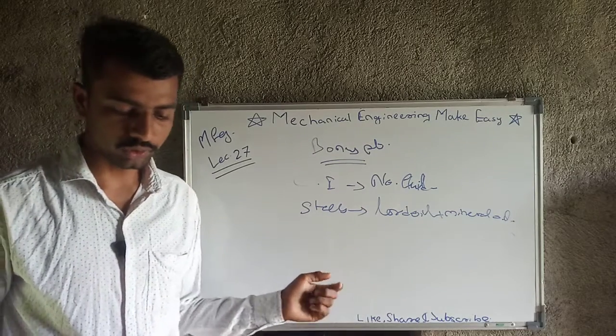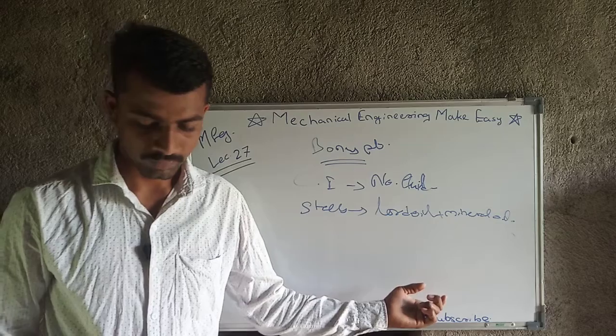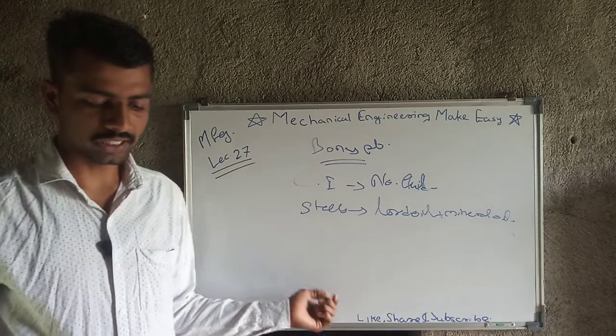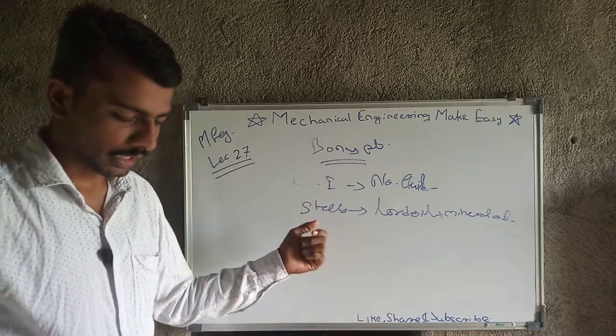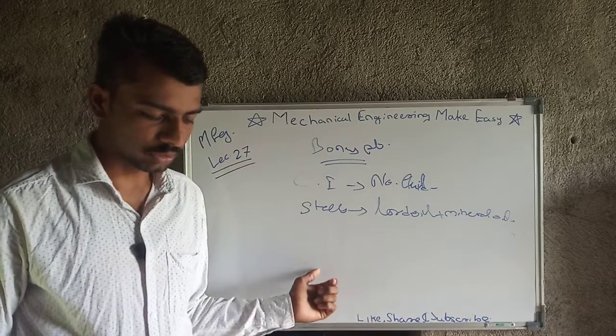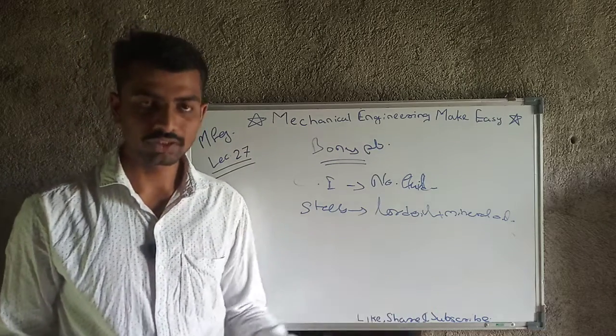For alloy steel we use sulfurized oil plus mineral oil. For copper we can use soluble oil with 90 to 95% water. And for aluminum we use mineral oil with soluble oil.